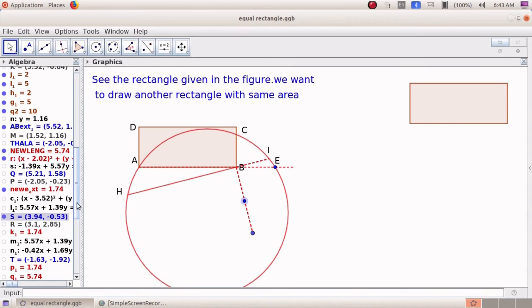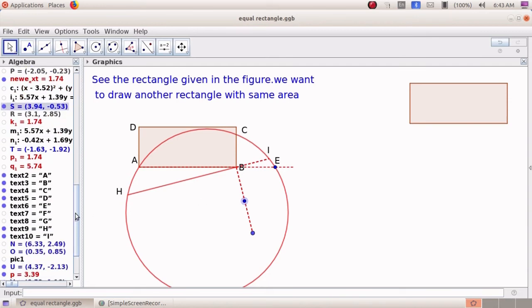Now let us name that point F. See, it is F. Now BF is the same as BI. Now if we complete the rectangle with length BH and breadth BF, that rectangle will have the same area as that of the initial rectangle ABCD. Now the only thing left is to draw the other two sides.